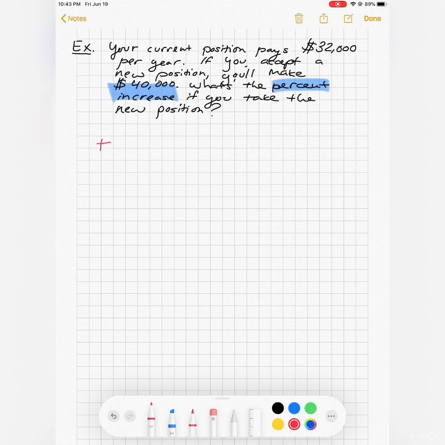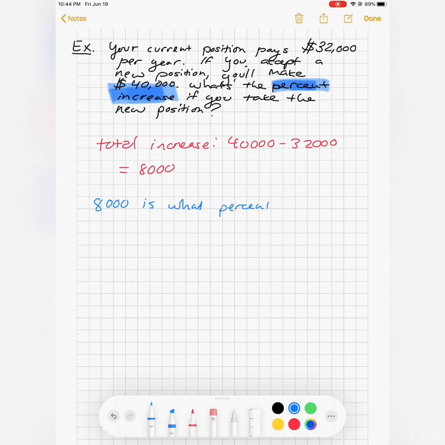So first of all, what is the total increase? Well, the total increase would be 40,000 minus 32,000, right? The total increase would be 8,000. But the question was, what is the percent increase? So in other words, I could rephrase that. The question is, 8,000 is what percent of that initial amount that we were making?